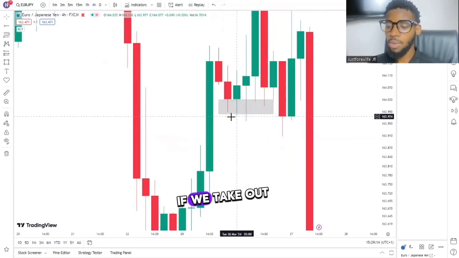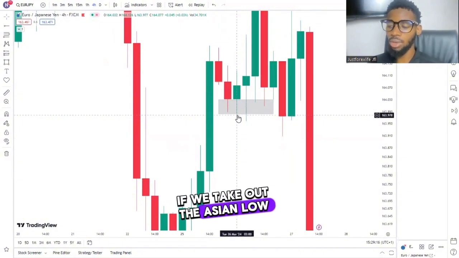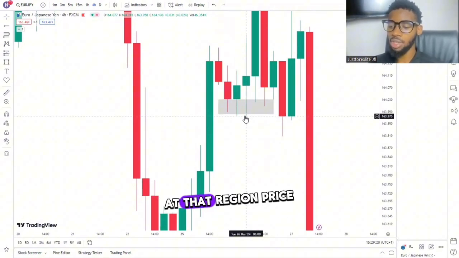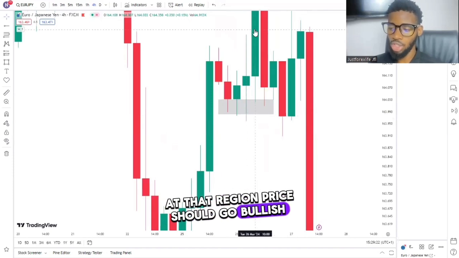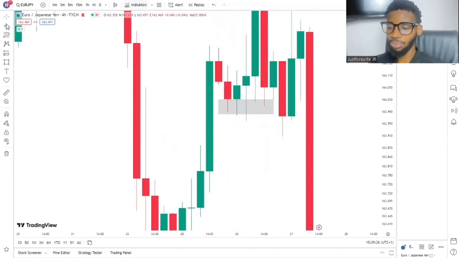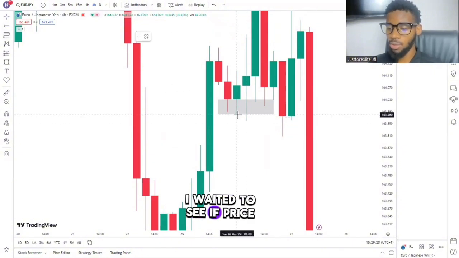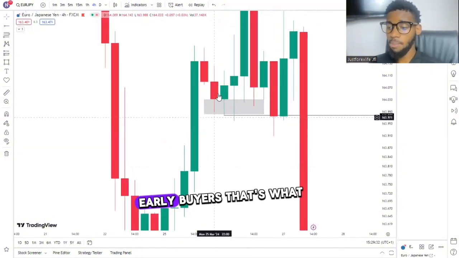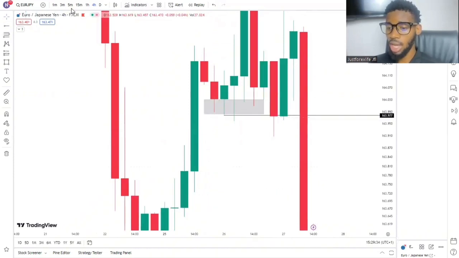So there's a very high chance it forms during London. So I was like, okay, if we take out the Asian low, there's a very high chance that if we start seeing some rejection at that region, price should go bullish and I should ride it to the upside. That's exactly what I did. So I waited to see if price was going to take out the Asian low. Early buyers, that's what I call it. And we could see that on the 5 minutes.